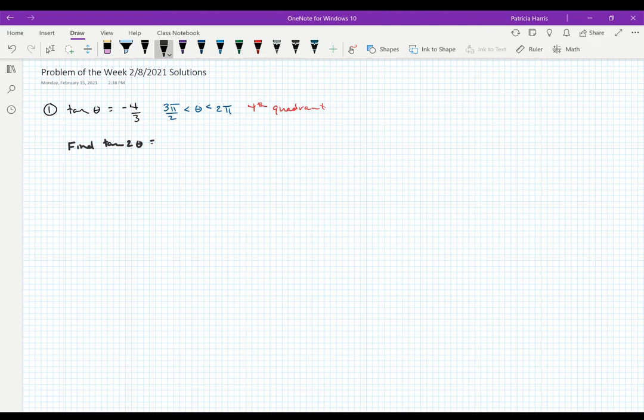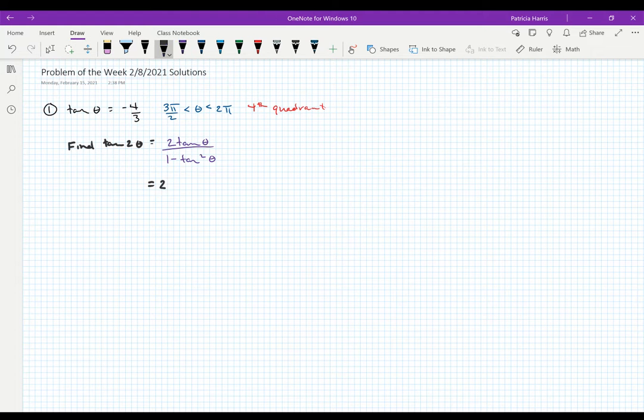Okay, so if I look on my formula sheet or in my notes, I find that the formula for tangent of 2 theta looks like this. And it doesn't require me to find anything else. Like I don't need a sine, I don't need a cosine. So I can just go ahead and plug in the information that I have.